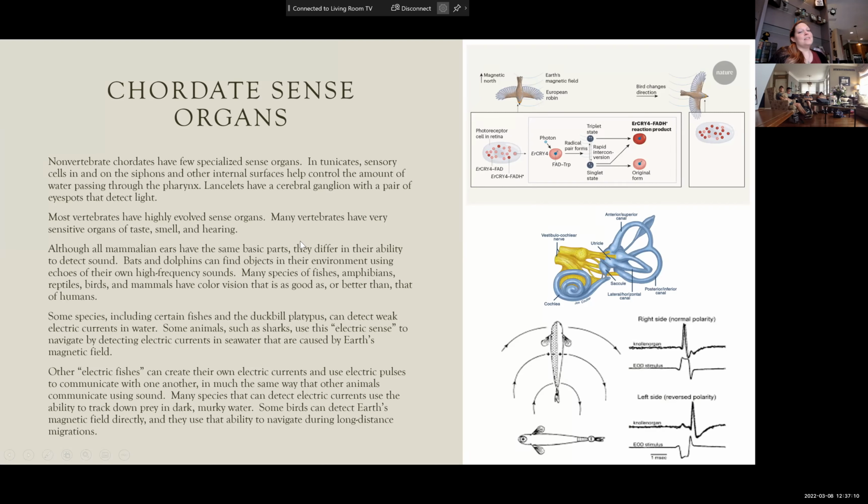Most vertebrates have more evolved senses. Although mammalian ears have the same basic parts, they differ in their ability to detect sound. Bats and dolphins can find objects in their environment using what? Echolocation, right? Can we do that? Not super well, but there are some visually impaired people who have learned to use echolocation so they don't bump into things. You can watch them on YouTube. They make a clicking sound with their mouth, and they've trained their brains to listen for it.